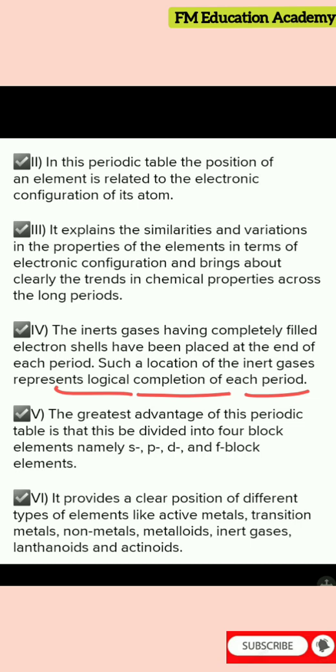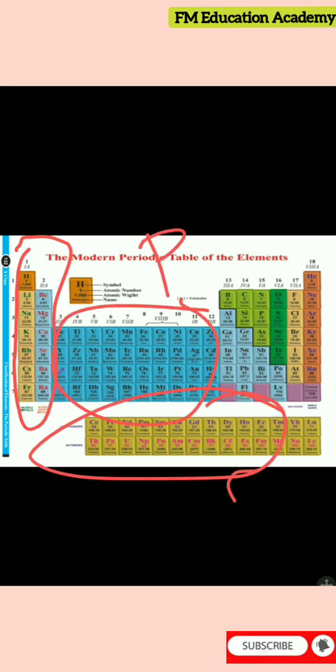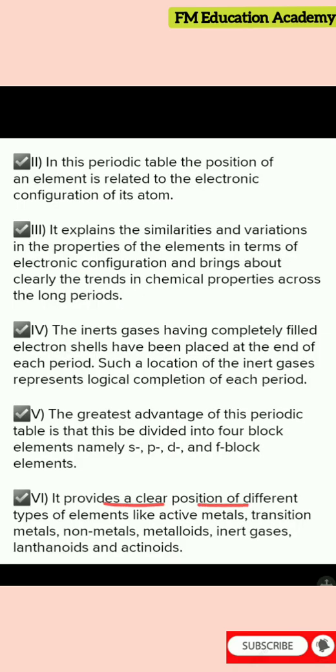The greatest advantage of this periodic table is that it is divided into 4 blocks: S, P, D and F. See, these two are your S block elements. This is my P block elements, F block elements and D block elements. So S, P, D, F also can be arranged. It provides a clear position of different types of elements like active metals, transition metals, non-metals, metalloids, inert gases, lanthanoids, and actinoids. That is, it gives a clear difference between all of them.